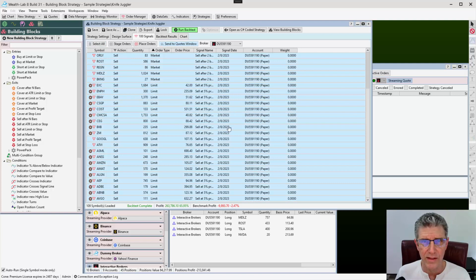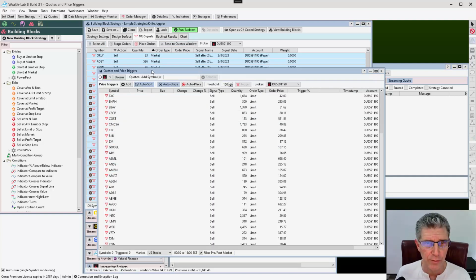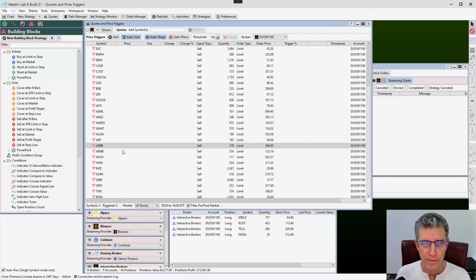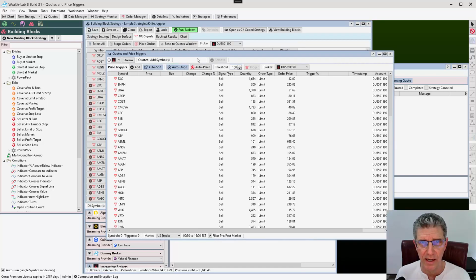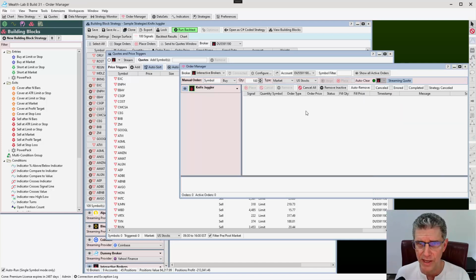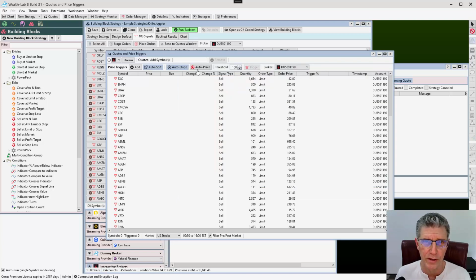Let's select all of them and send these to the quotes window, because this is the way you would generally trade a dip buyer. You send them to the quotes window. The quotes window monitors the trading so that as prices approach the limit order or stop order, it triggers the order. I have auto stage selected now. If you wanted to auto place the order, I assume everybody knows what that means, but auto stage would just put the order into a staged mode where you would have to click it and place it from the order manager. Auto place automatically submits the order with the broker, and it would go active like you saw before.